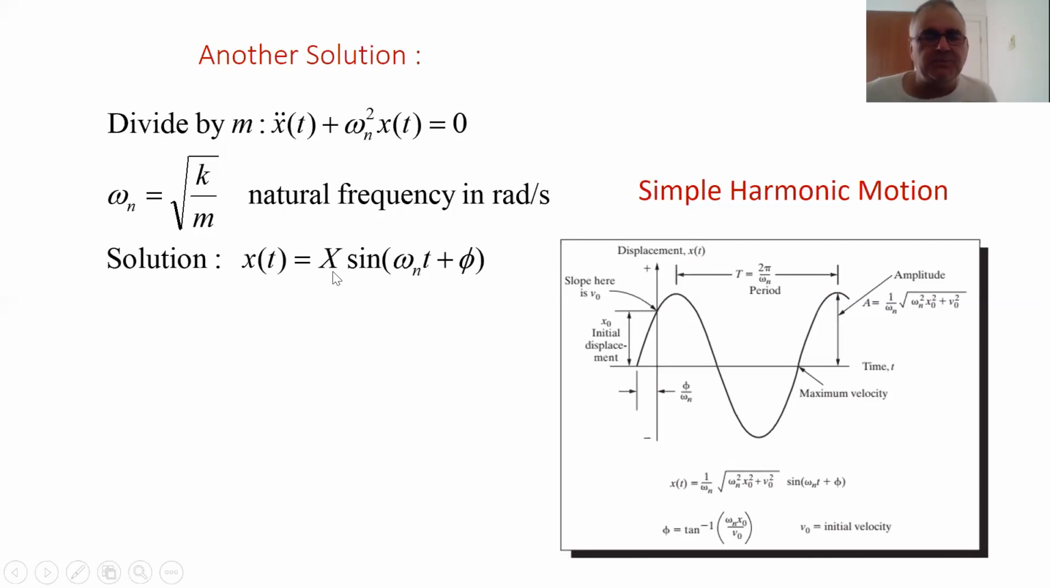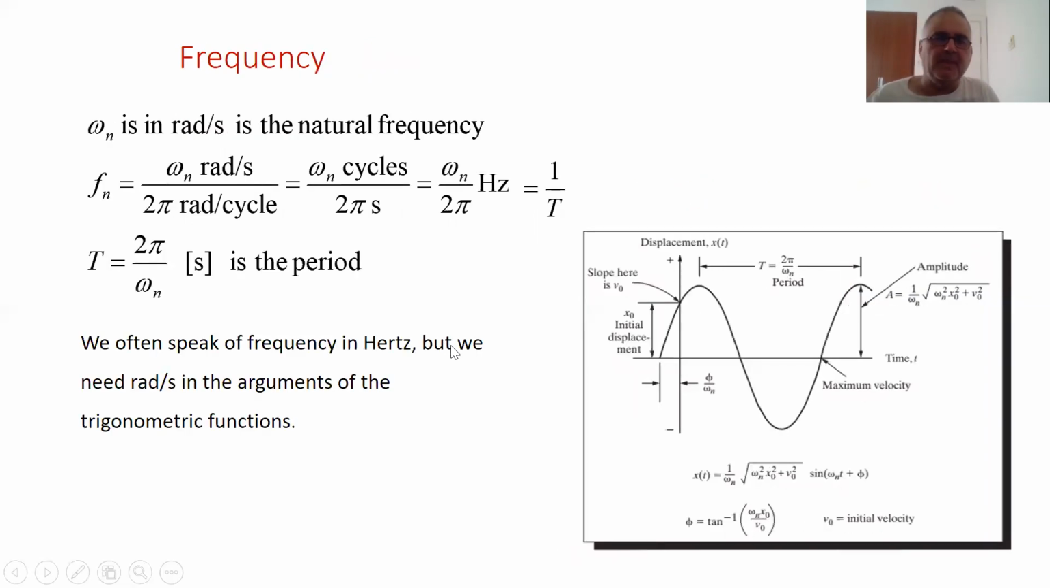We just have to substitute the initial conditions into this equation to find the X and phi values. Here, I have given you a picture of simple harmonic motion, which we discussed before. Again, you have the amplitude, which is our capital X here. The period is 2 pi over omega n, etc. We will come to that later.